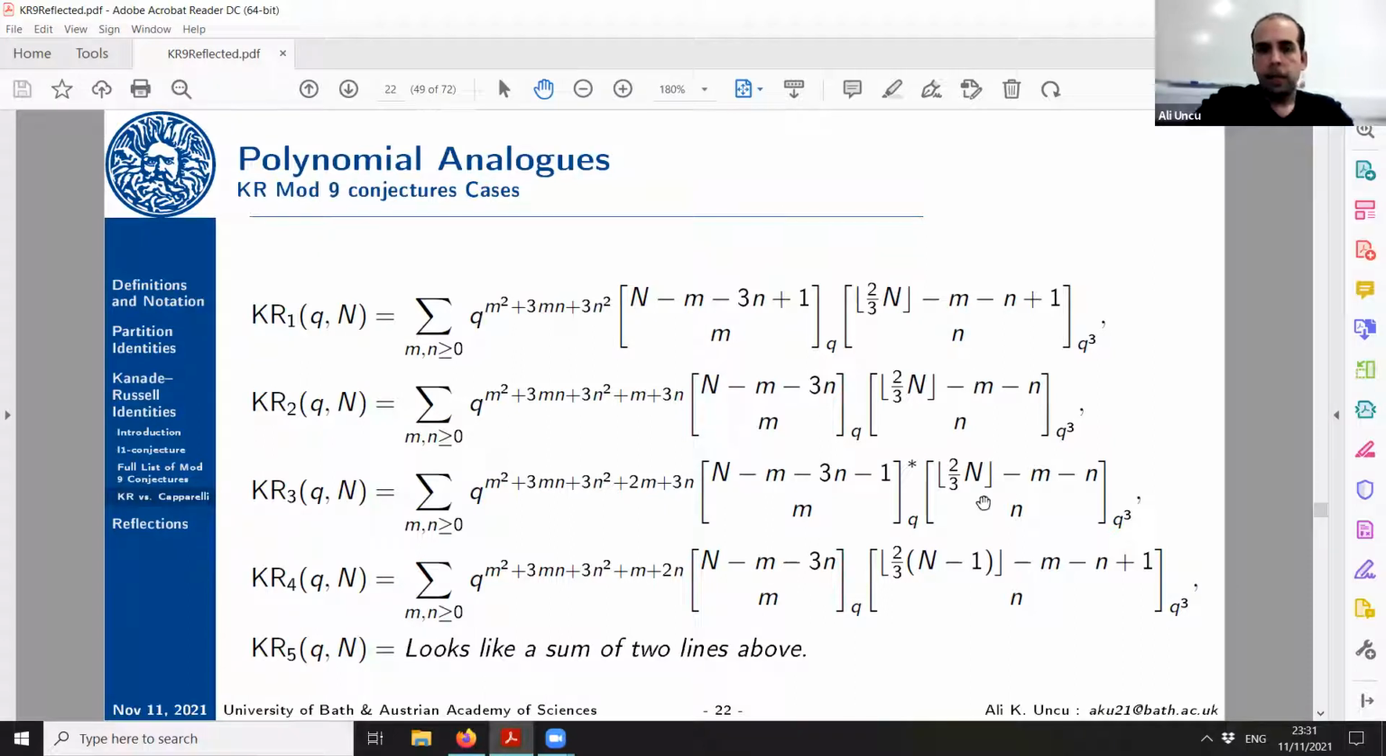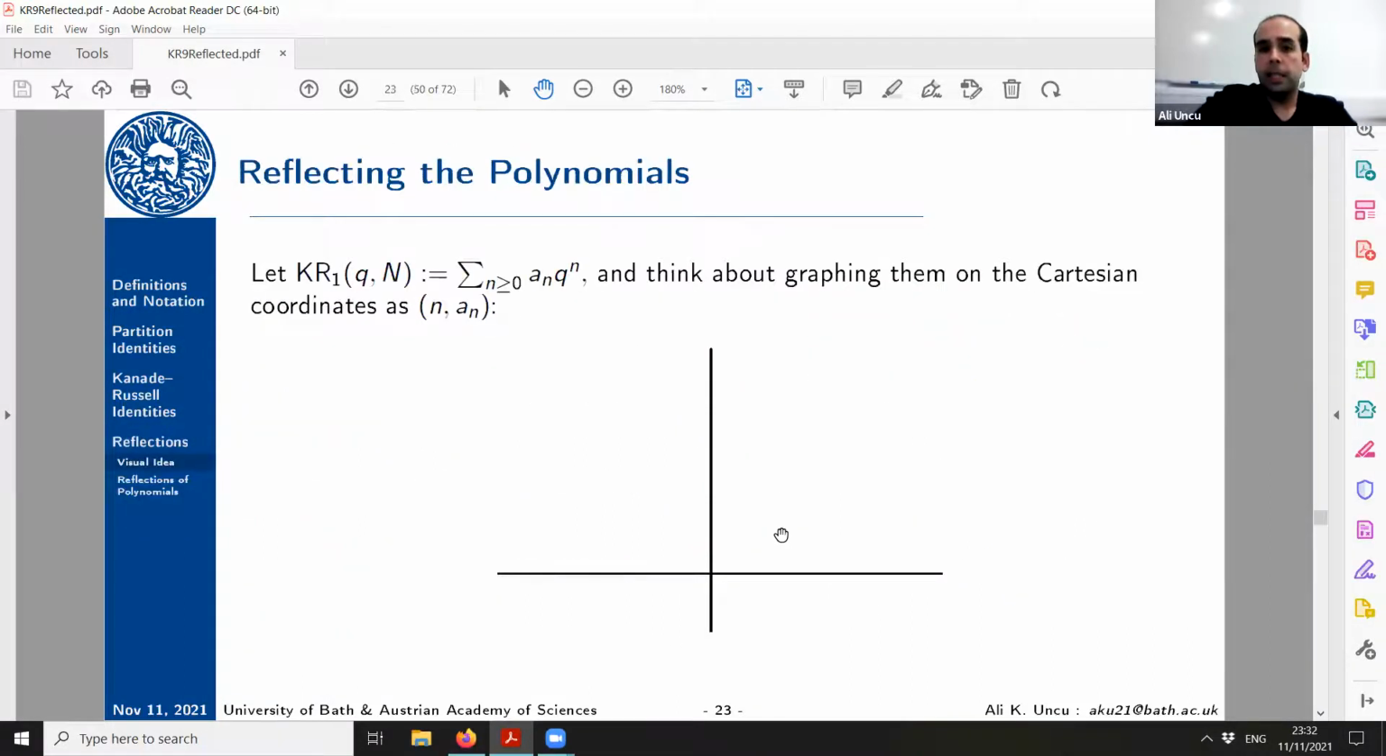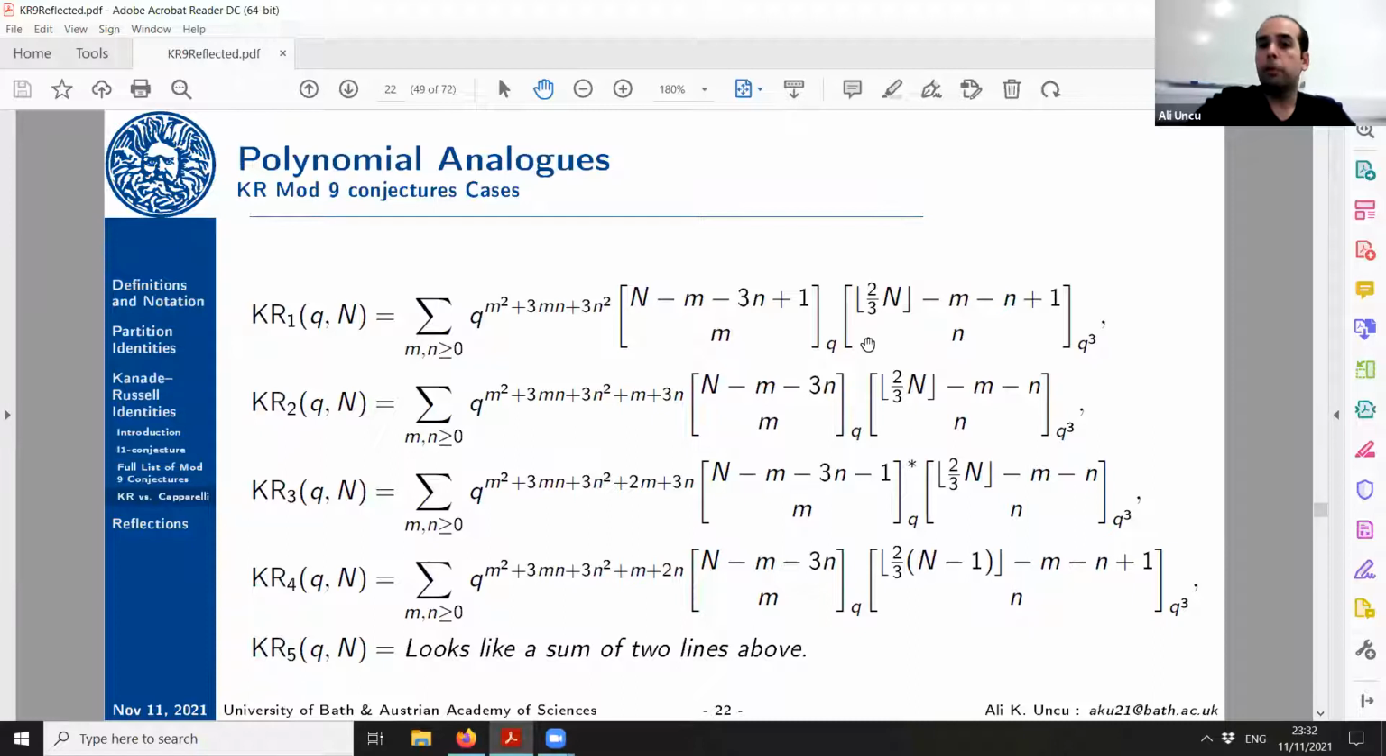Now, of course, this didn't prove the Kanade-Russell conjectures. I still call them conjectures. But this also gave us some more insight into the structure of these objects. We looked at their recurrences. We looked at how we can play with them if they turn into each other, and so on and so forth. And one thing that we thought about is, what would happen? This is a polynomial. What would happen if we were to homogenize it and then just look at it from the other side? So take Q to 1 over Q, if we were to reflect it, so to say.